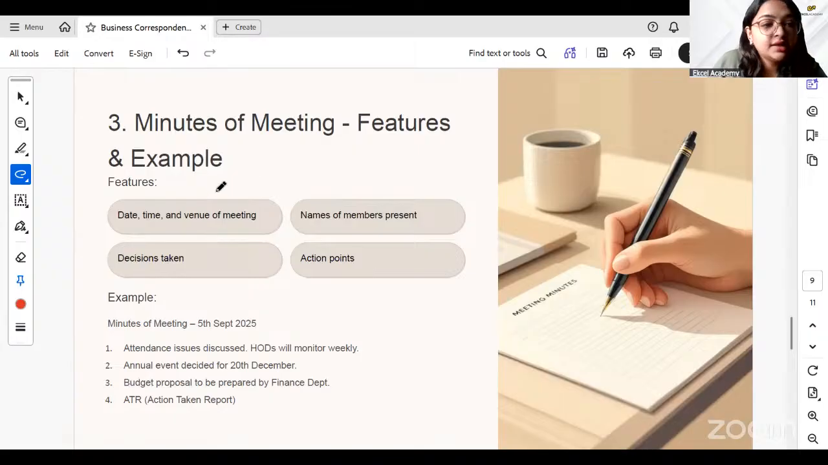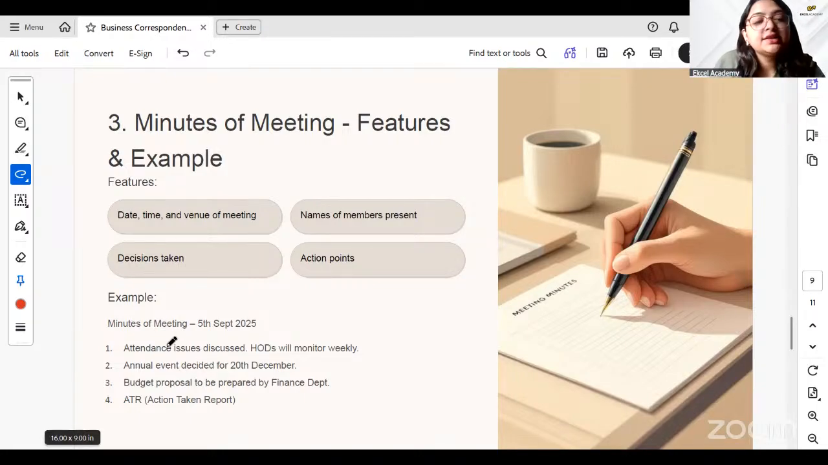So your features, again, your date, time, and venue, name of the members that are present, decisions taken, and your action points. Example, you had discussed the attendance issues. The HODs will monitor it weekly. Annual event decided for 28th December. Your budget proposal to be prepared, and you have your action taken report that is also there in your minutes.